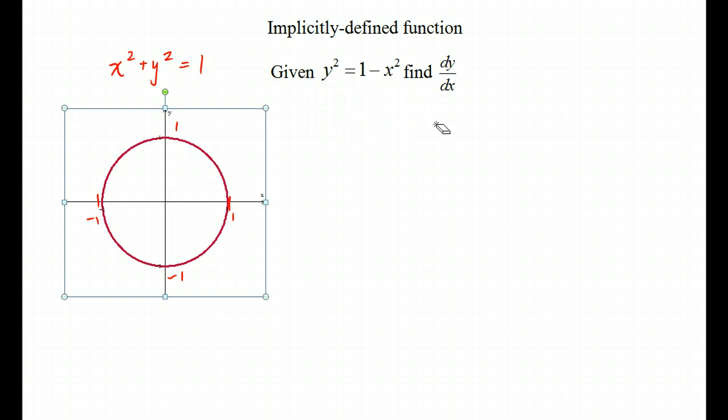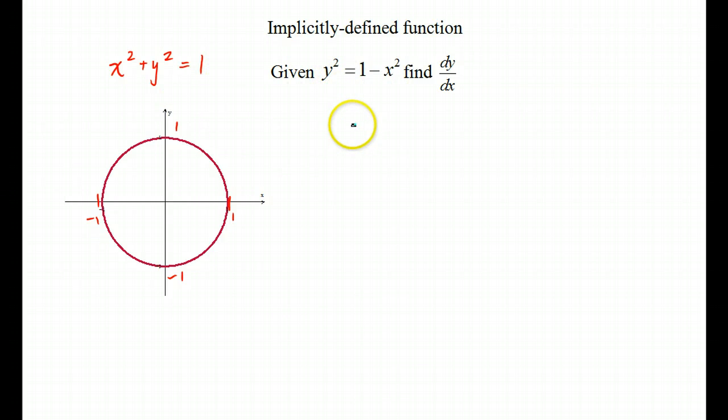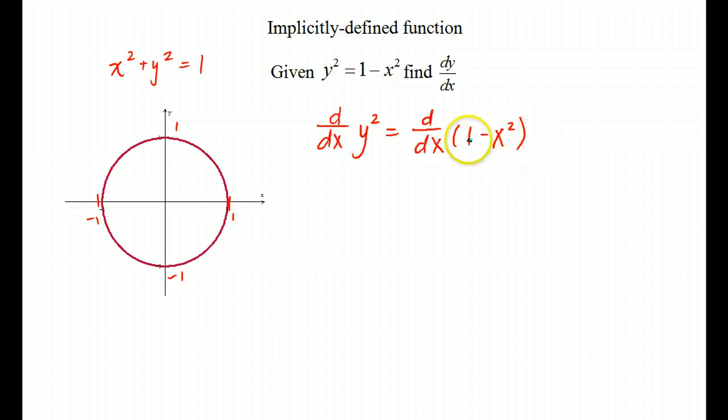So let's go ahead and erase that. So here's what we're going to do. We're going to take the derivative with respect to x of both sides. So I'm going to take d dx of y squared and d dx of 1 minus x squared. Okay, so the right side. Pretty straightforward. Everything is in terms of x. So the derivative of a constant is 0. The derivative of negative x squared is negative 2x by the power rule. So the right side is something that we should be familiar with and comfortable with.